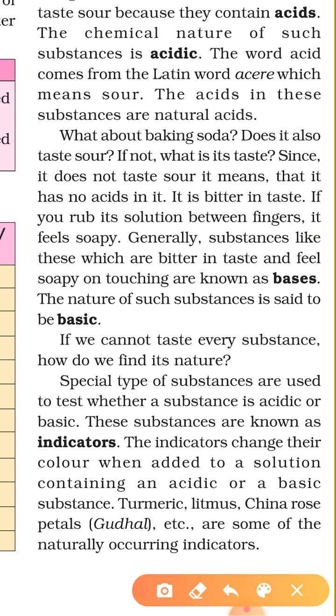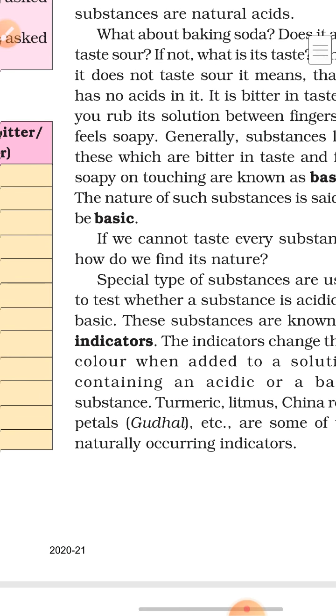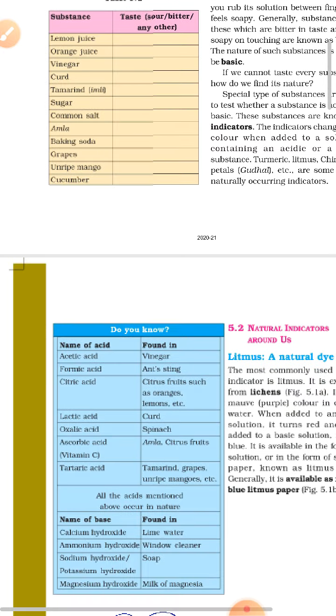So what are the natural indicators? Like turmeric, means the indicators that we can get from nature and prepare at our home also. So turmeric, litmus, china rose petals, also known as Gudhal petals, are natural indicators. And some are artificial indicators, like phenolphthalein and methyl orange. These are prepared by human beings, man-made, and natural ones we are getting from nature.